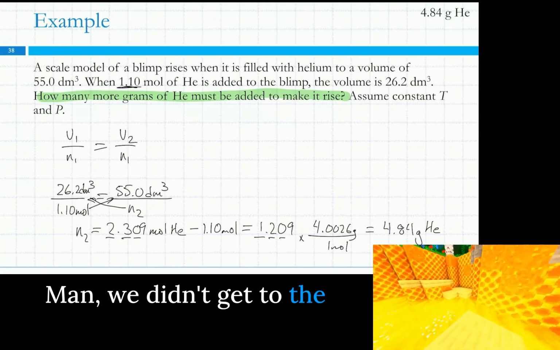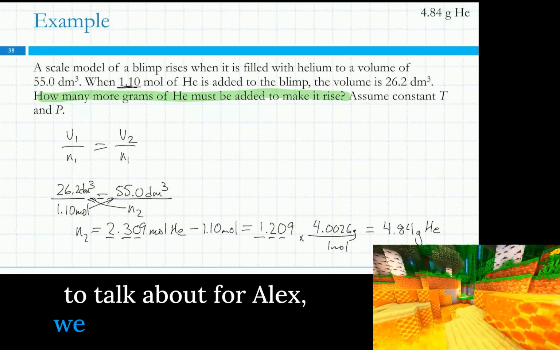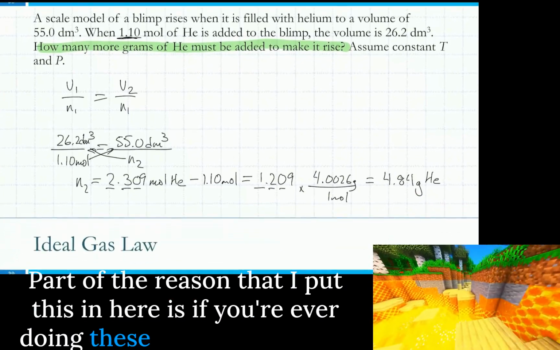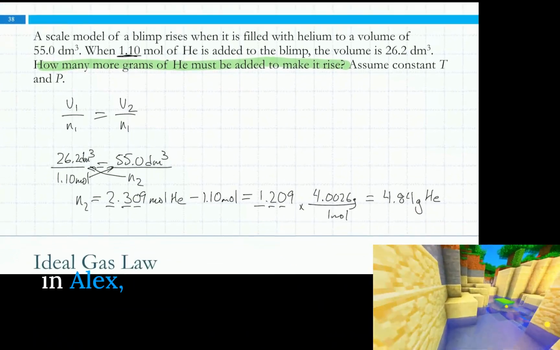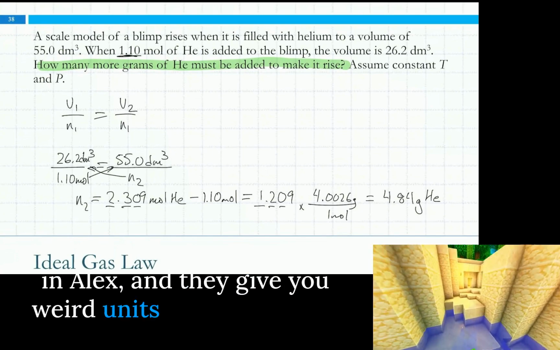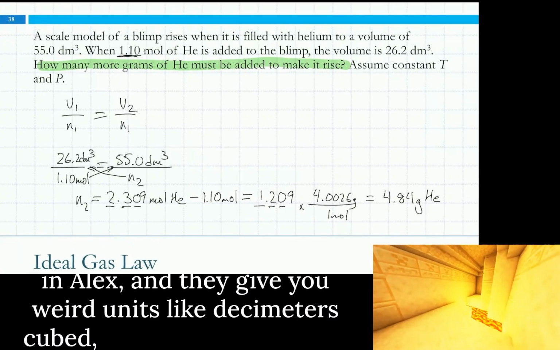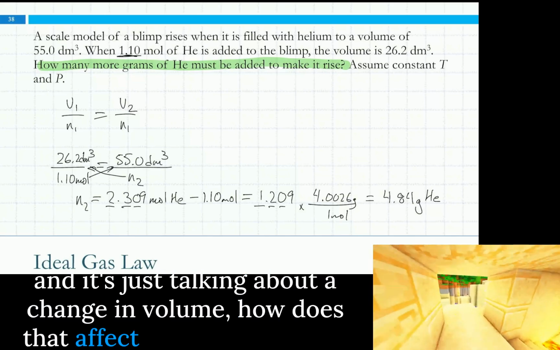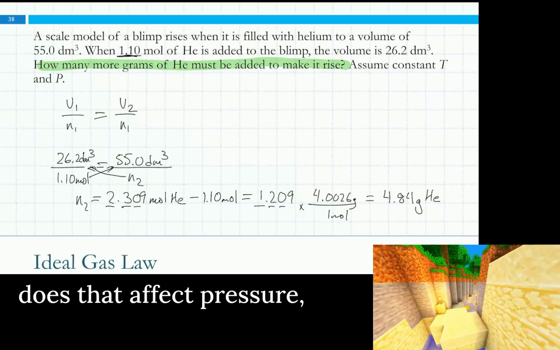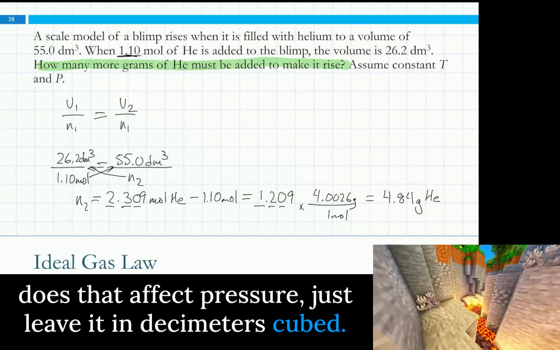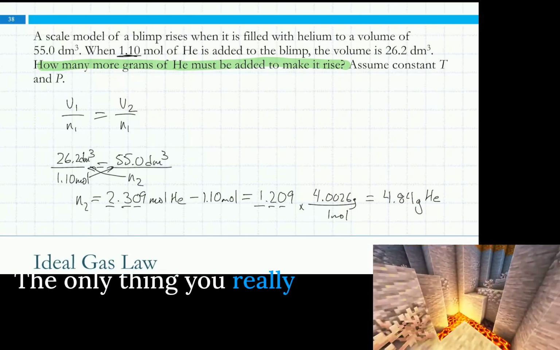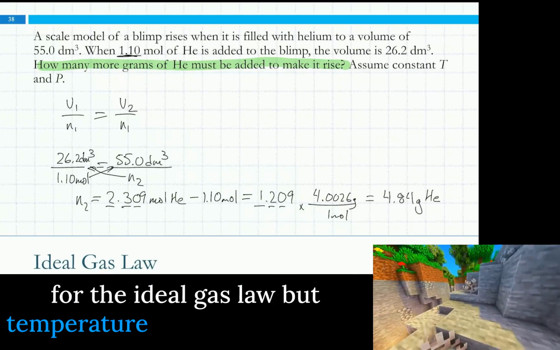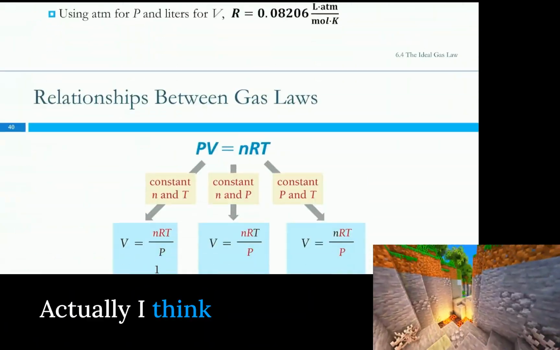Man, we didn't get to the problem that I wanted to talk about for Alex. We can skip ahead to it. Part of the reason that I put this in here is if you're ever doing these gas law problems in Alex and they give you weird units like decimeters cubed, if it's a simple gas law and it's just talking about a change in volume, how does that affect temperature? How does that affect pressure? Just leave it in decimeters cubed. Don't convert it. The only thing you really need to convert is, we'll talk about where you need to convert for the ideal gas law, but temperature has to be in Kelvin.